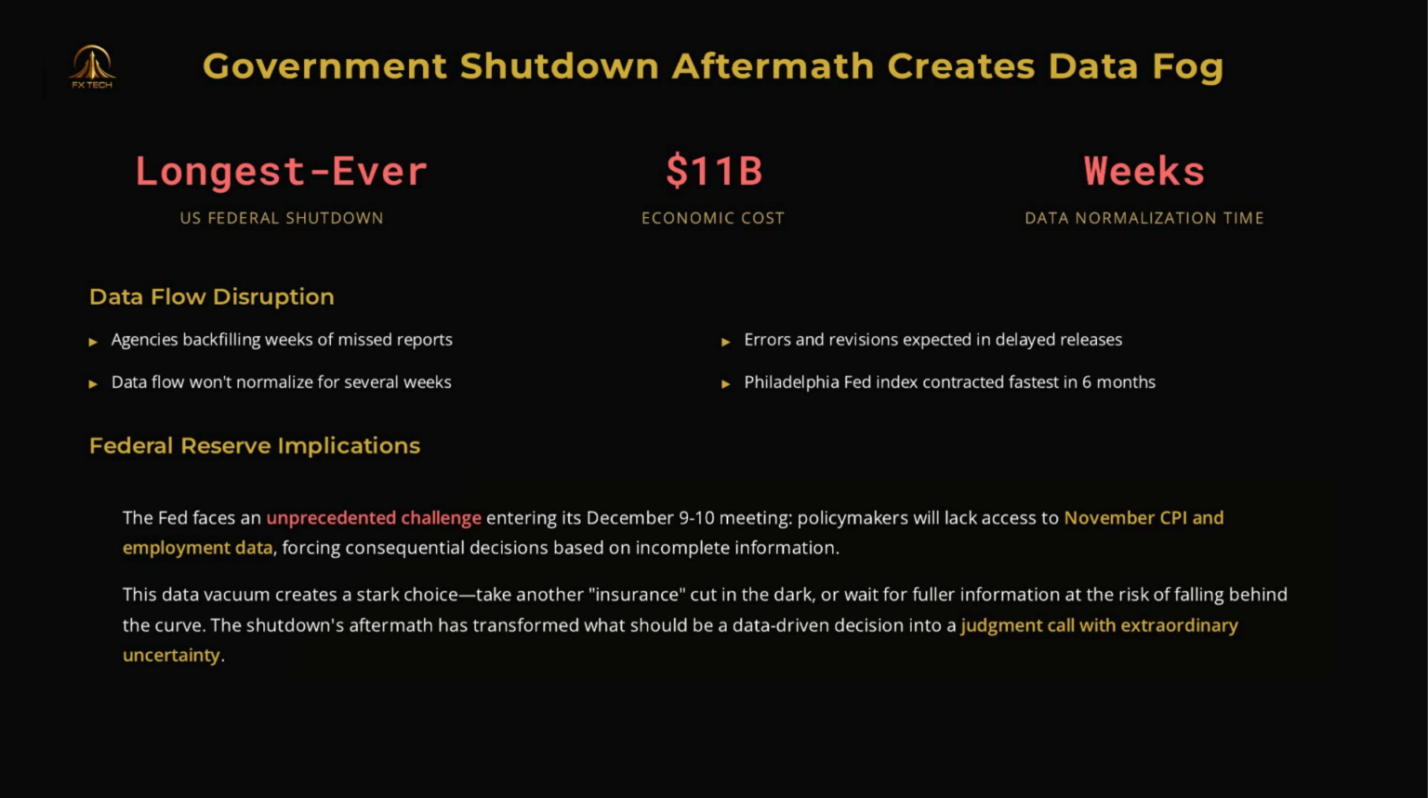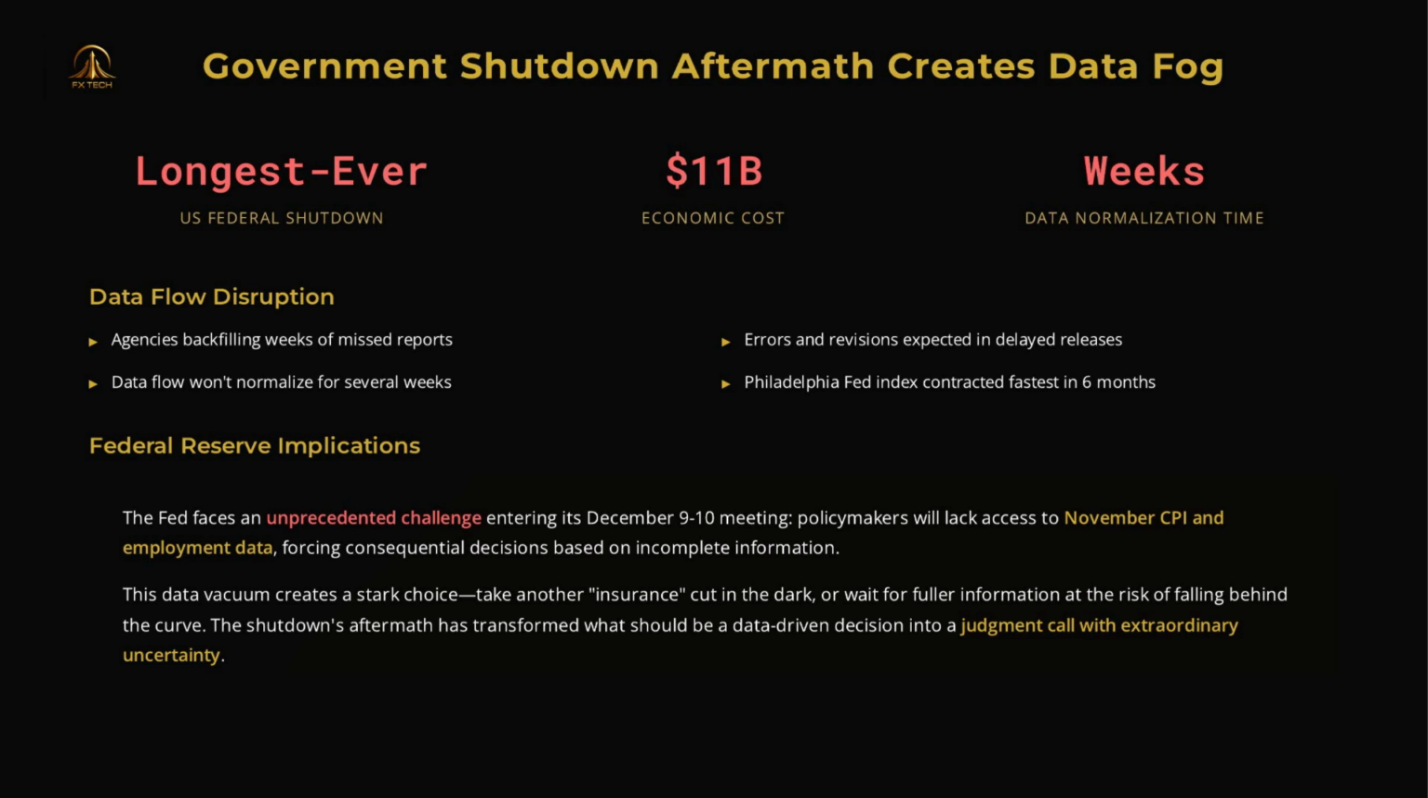However, New York Fed President Williams then opened the door to near-term adjustment, suggesting room to bring policy closer to neutral, which sent cut odds rebounding above 70%. The incomplete data situation due to the government shutdown amplifies this uncertainty. The Fed enters its December meeting without November's CPI or employment data, the two most critical inputs for monetary policy decisions. This creates an unprecedented situation where policymakers must make consequential decisions based on incomplete information.